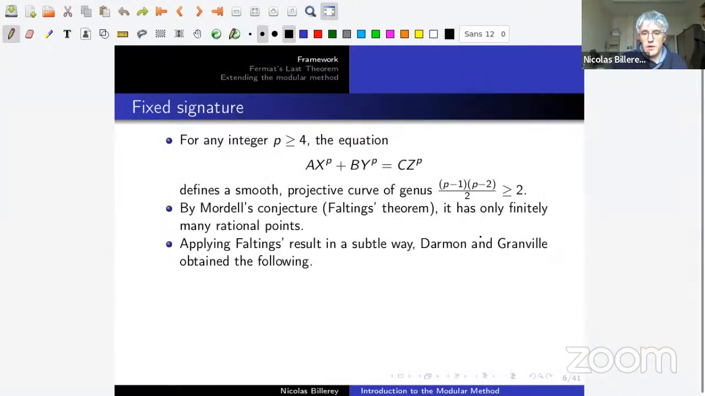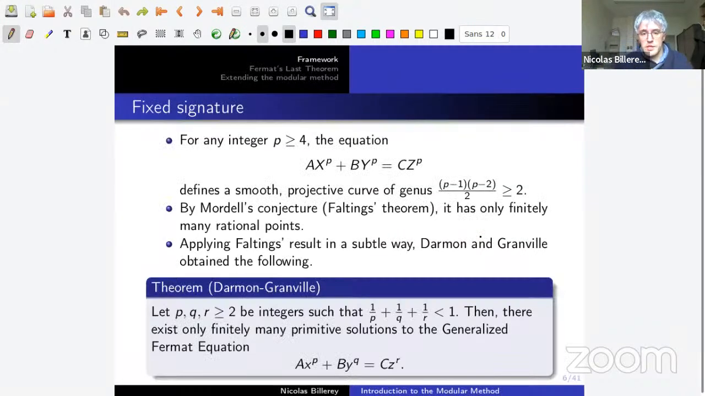But you can also use Faltings' results in a much more subtle way. Darmon and Granville were able to extend these kinds of results to any signature, not only the signature (p, p, p), but any signature (p, q, r) for which all these exponents are greater than or equal to 2 and the sum of the inverses is less than 1. So they proved that there exist only finitely many primitive solutions to the generalized Fermat equation A x^p + B y^q = C z^r.